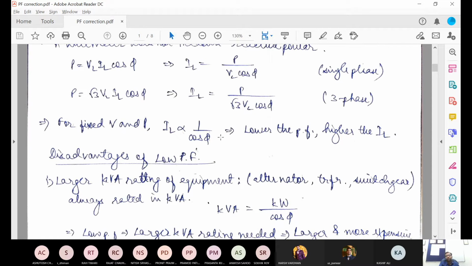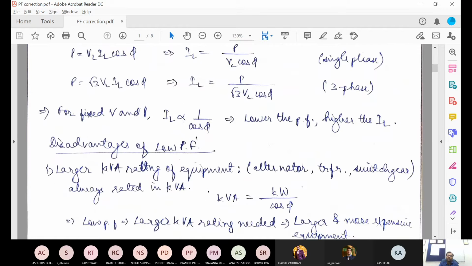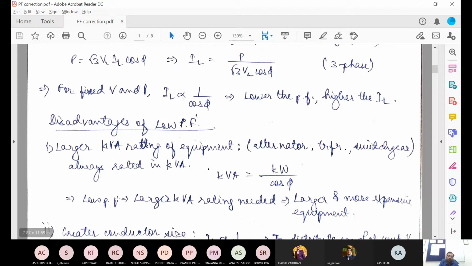From this discussion only, we have covered a few things, but now to put it in distinct points. So one is the larger kVA rating of the equipment. All the equipment at the generating end and even in the distribution end, the transformers and all, the alternator, the transformer, the switchgears, are rated in the kVA which they can handle. And as we have discussed, cos phi is kilowatt by kVA. So if you just transpose it, the kVA rating is nothing but kilowatt rating by cos phi. So if your power factor is poor, then you need higher kVA equipment for handling the same amount of real power. So low power factor implies larger kVA rating needed, so larger and more expensive equipment for supplying the same amount of real power.